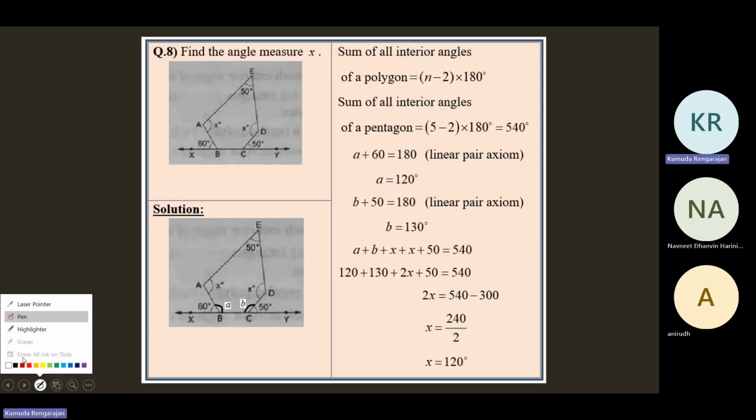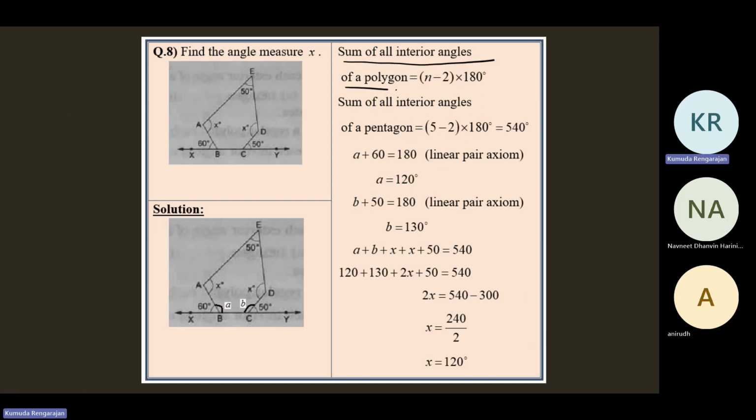So please see the working. Sum of all interior angles of a polygon is given by this formula, (n minus 2) into 180. This is for any polygon. Now this is a pentagon, so the sum of all interior angles of the pentagon will be (5 minus 2) into 180, because n is 5. 540 degrees. Now I have marked these angles as A and B. I've marked this one as A. I've marked this one as B.